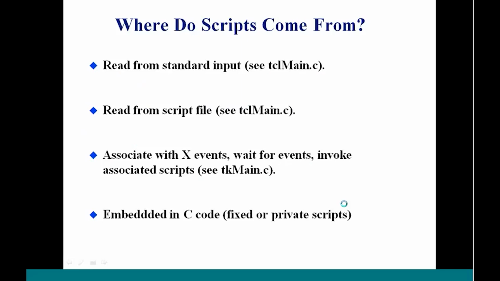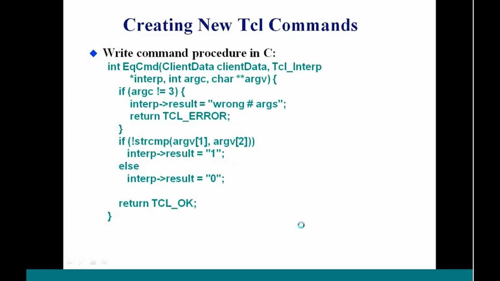Okay, and then where do scripts come from? Basically, you can read from the standard input, read from a script file, or associate X events, wait for the events, and invoke the associated scripts with Tk. And then there are scripts embedded in the C code. These are fixed or private scripts that we'll talk about.